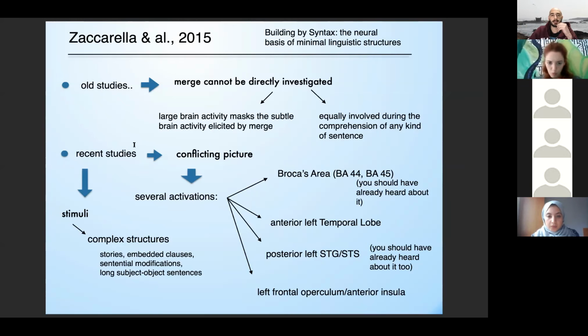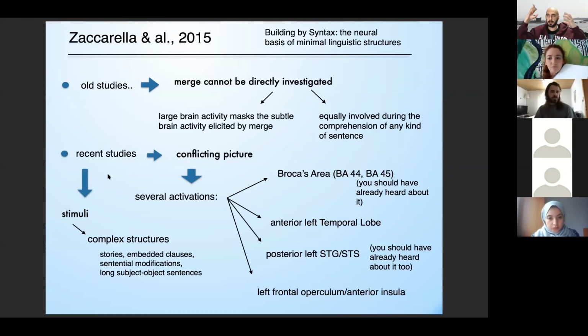So the idea of Zaccarella et al. is that maybe in these experiments they found all these activations because they were using structures that were too complex. They were using embedded clauses, for instance, sentential modification, long subject-object sentences. So if you feed to the language processor all this stuff, then of course you're going to have this Christmas tree of different activations in your cortex. But there must be a way to find a specific activation of the real processor of merge if you create your stimuli in a very simple and effective way. This is Zaccarella et al.'s conviction.